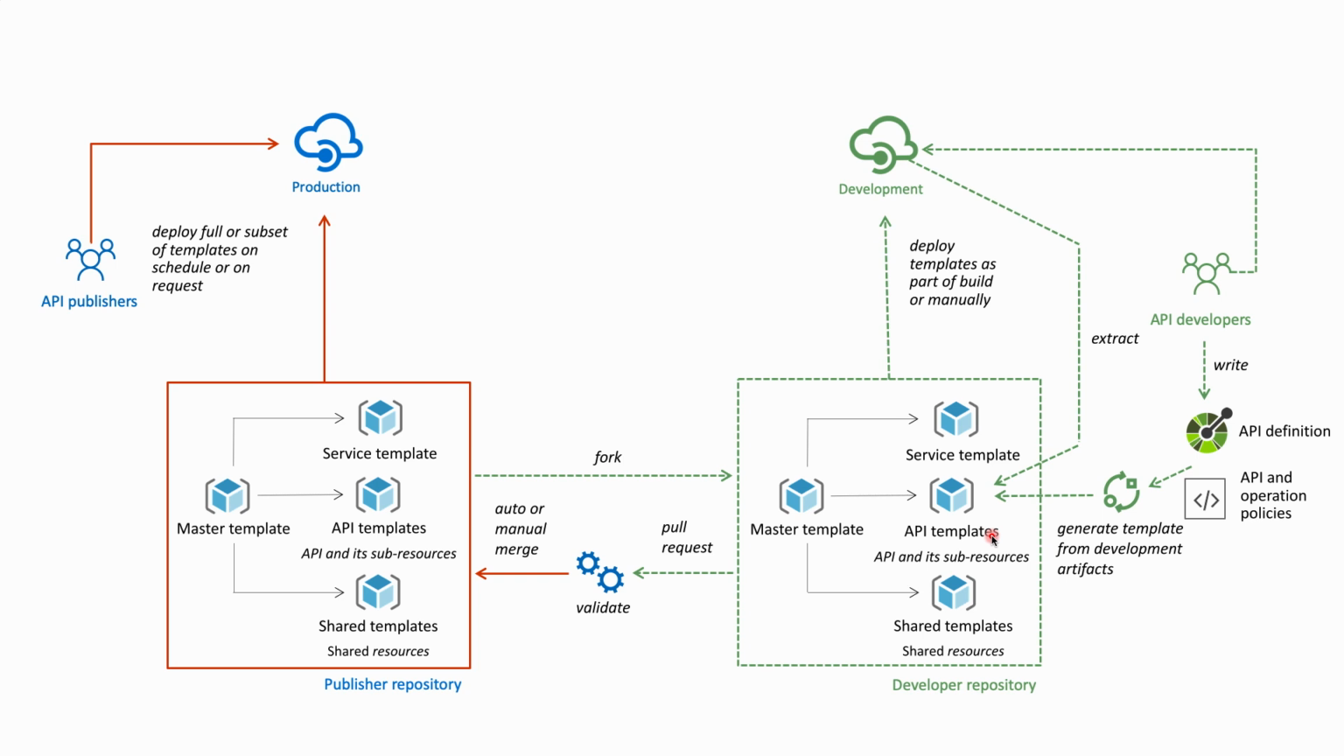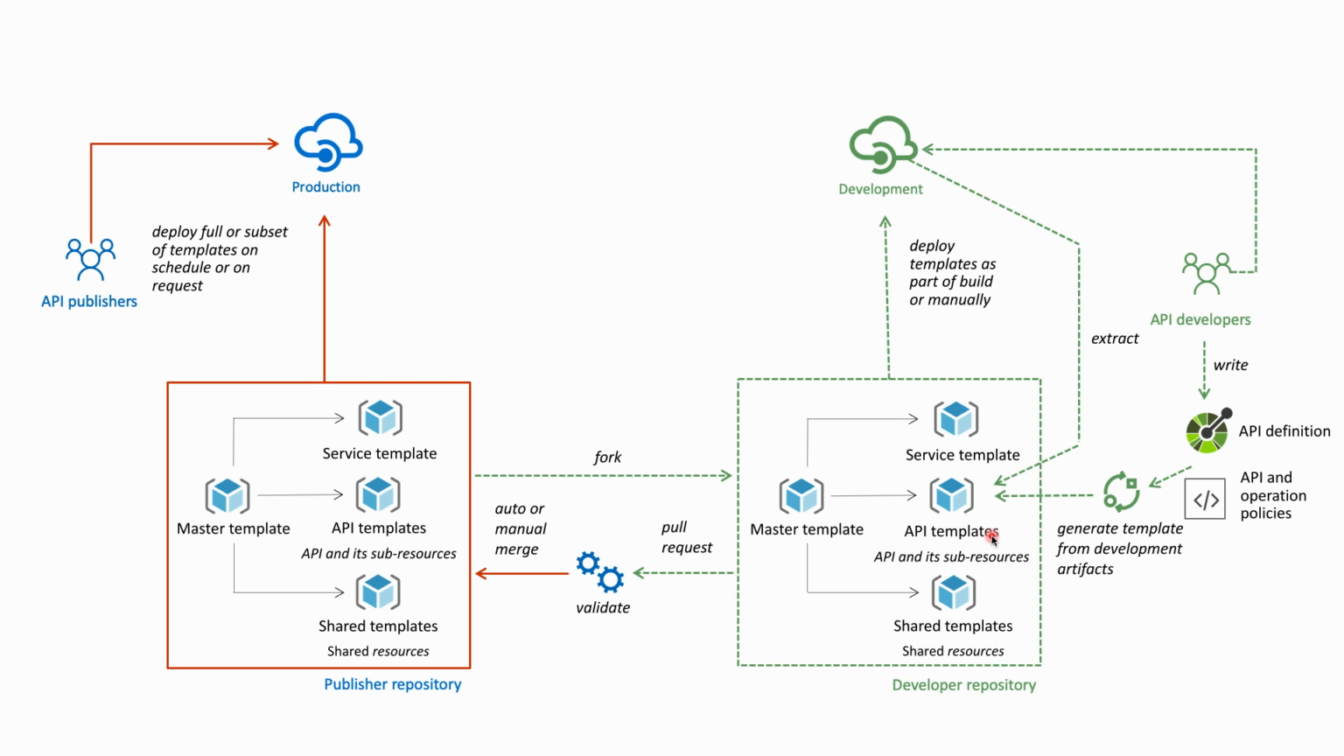So if we think about it, there are multiple benefits here. The first one is that since everything is in ARM templates, it is very easy for you to automate the deployment of your APIs. And second, again, since everything is in ARM templates, it is very easy for you to migrate your changes from one environment to another environment. And third, because different API teams, different API developers will be working on different API templates, different files, it is less likely for them to step on each other.